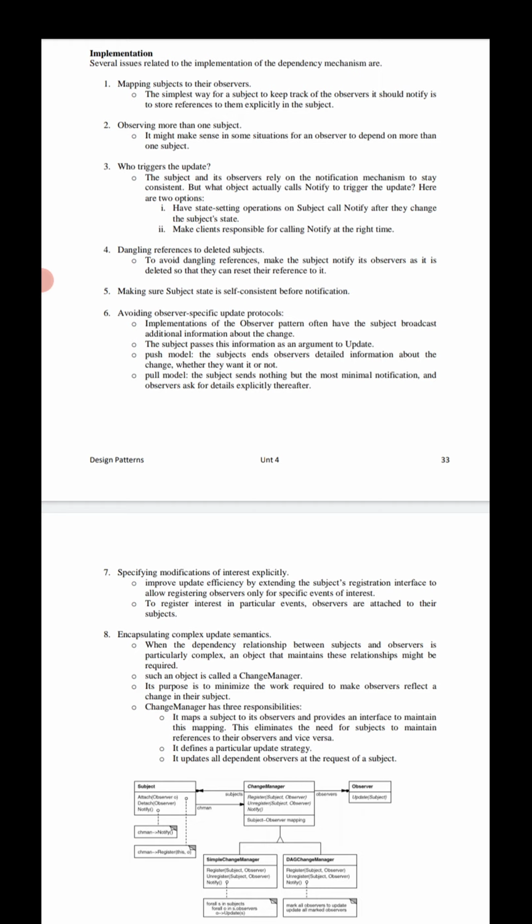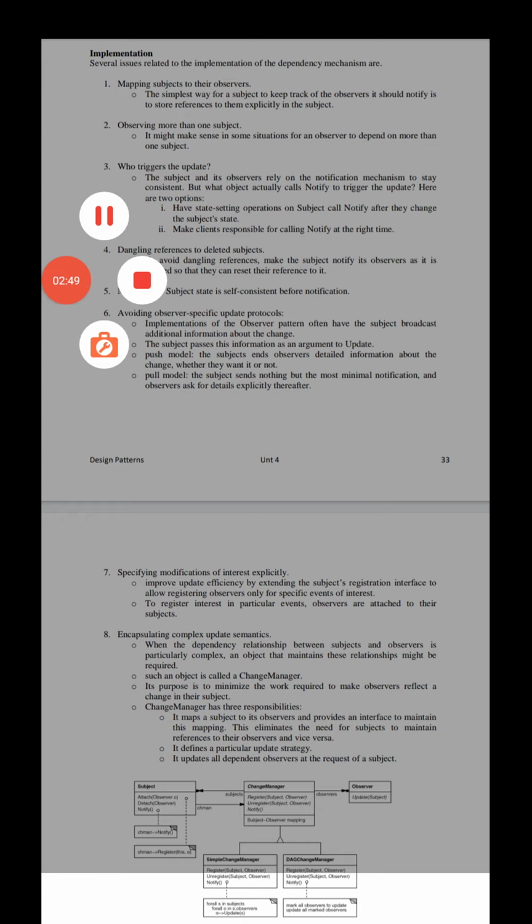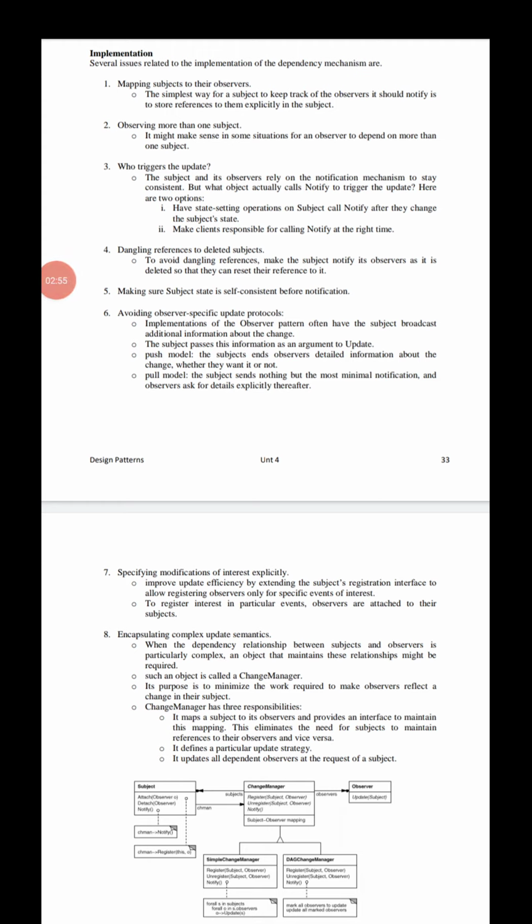And coming to the third implementation section, that is who triggers the update. The subject and its observers rely on the notification mechanism to stay consistent. But which object should call notify to trigger the updates? Here are two options. The first one is to have state-setting operations on the subject call notify after they change the subject's state.